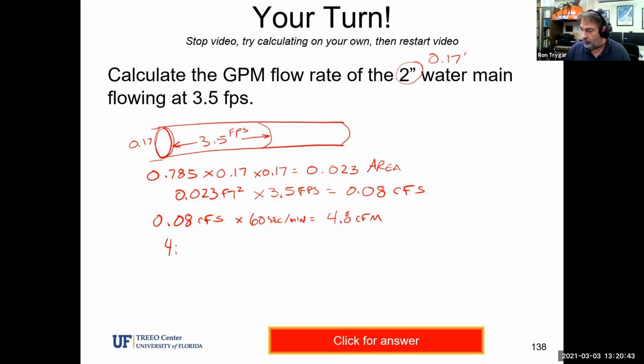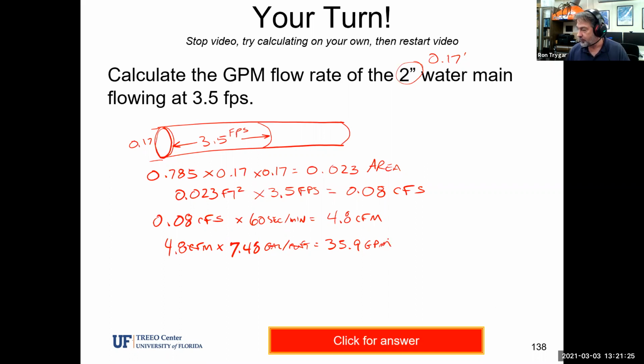So 4.8 CFM multiplied by our factor of 7.48 gallons per cubic foot. So multiply times 7.48 gallons per cubic foot. And remember now, cubic feet cross out and we're at gallons per minute. So we're in the right ballpark here. I came up with 35.9 gallons per minute.